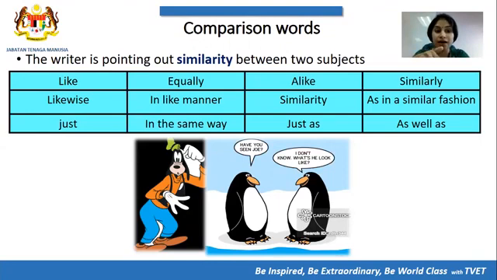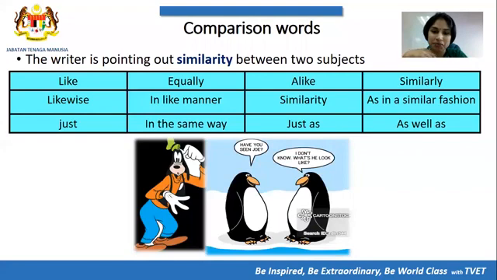Like, likewise, just, equally, in like manner, in the same way, alike, similarity, just as, similarly, as, in a similar fashion, as well as. So these are the examples of comparison signal words.